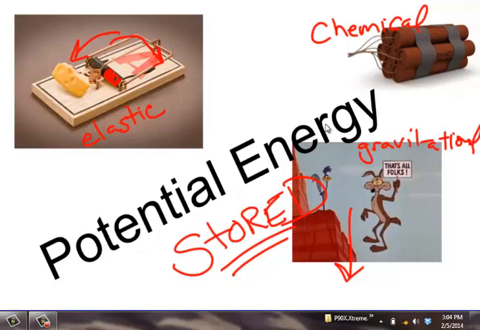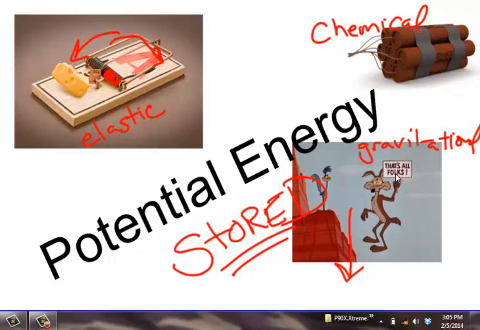So potential energy is the energy that is stored. It's waiting to happen. It's the opposite of kinetic energy. Kinetic energy is the energy that is happening. It's the energy of motion. It's the energy of what is currently happening. Here you can see Alice is falling down the well. Now, when we talk about Alice falling down, she had gravitational potential energy, and it's been converted into kinetic energy.